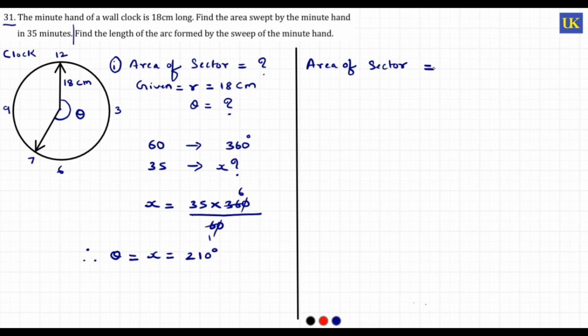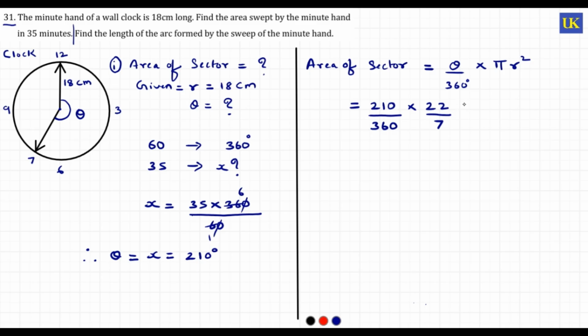So what is the formula? The formula is theta divided by 360 degree into pi r square. Now we will put the values. Theta is how much? Just now we have found out 210 divided by 360 degree into pi value is how much? They have not given anything, so we can take 22 by 7.